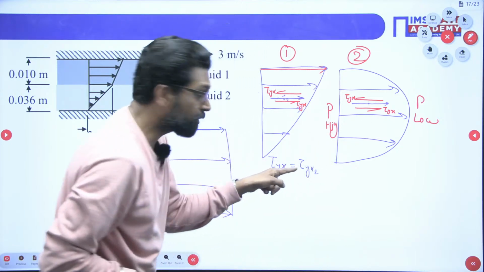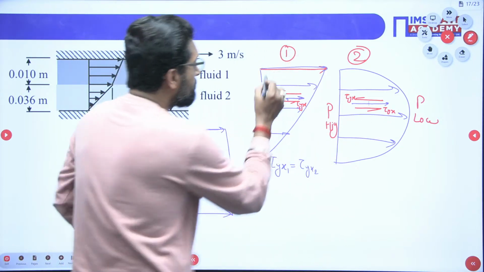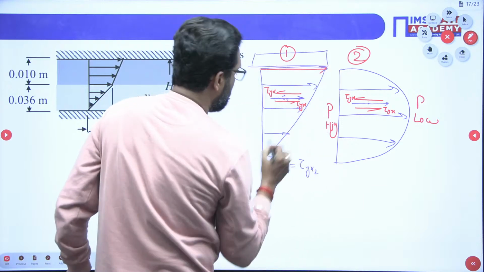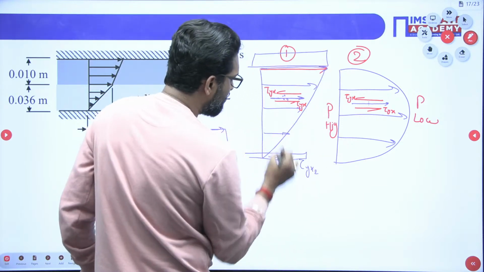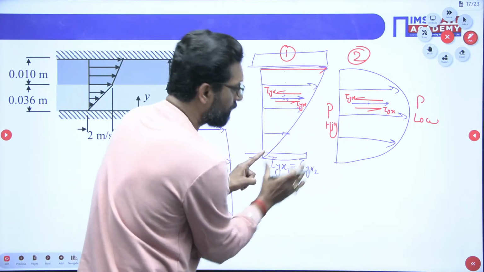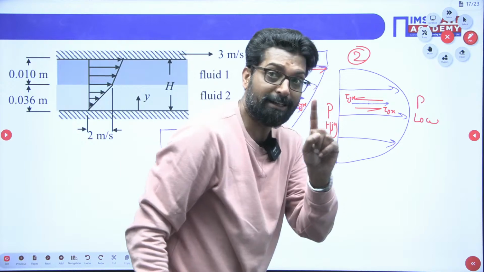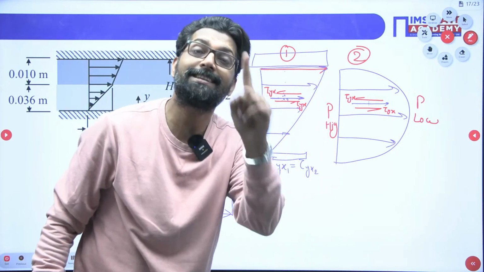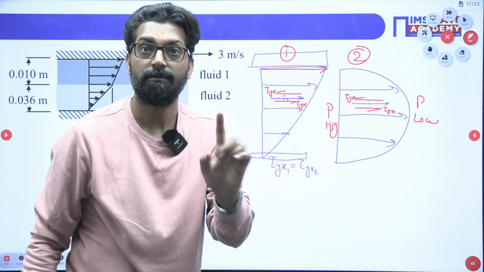But this shear stress is not constant throughout. If there is an upper plate and a lower plate, the shear stress is the same, so this is another boundary. This is a separate boundary condition. What is the boundary condition? At the interface, the shear stresses are continuous. That is very important.